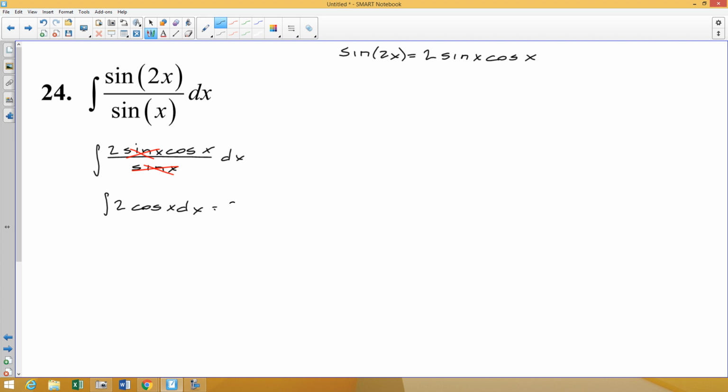and cosine is the derivative of sine. So the answer is 2 sine x plus c, and it turns out no u sub was needed at all. Just had to use a little bit of a trig identity to make this function reduce into something more manageable.